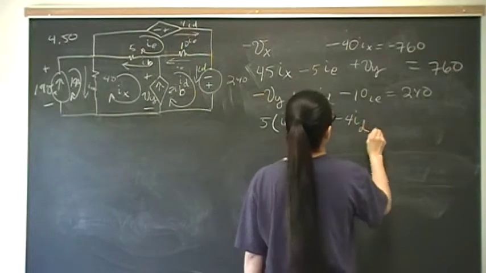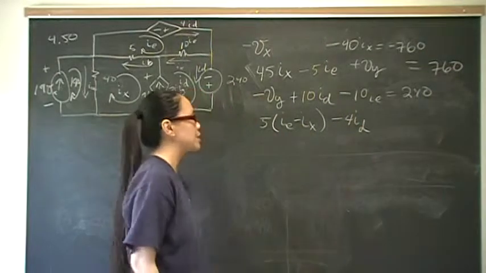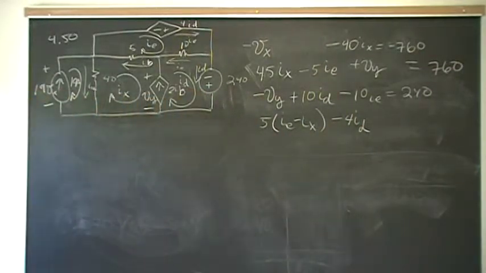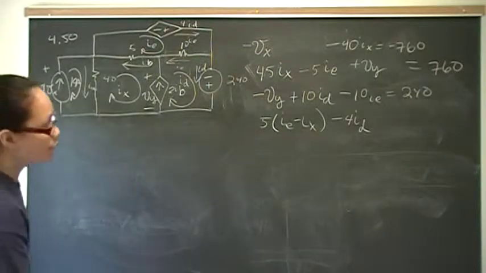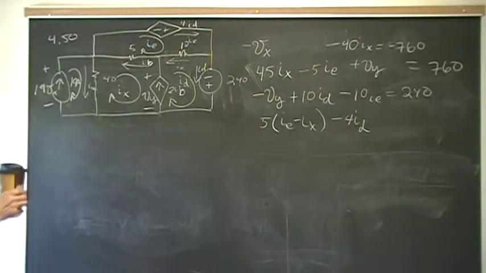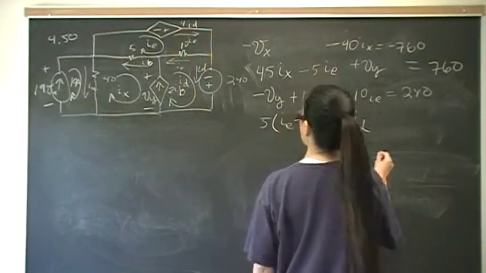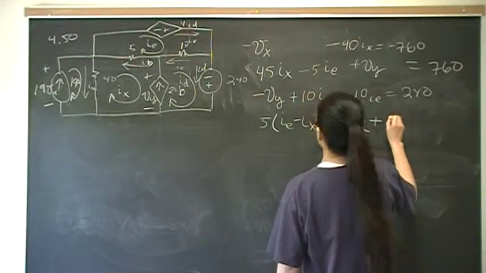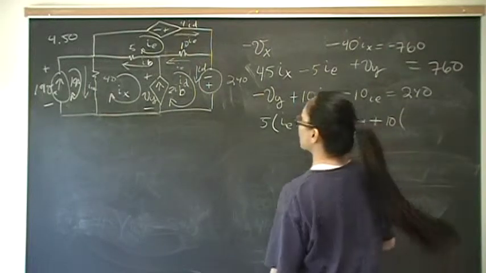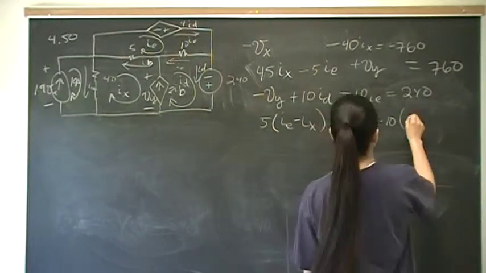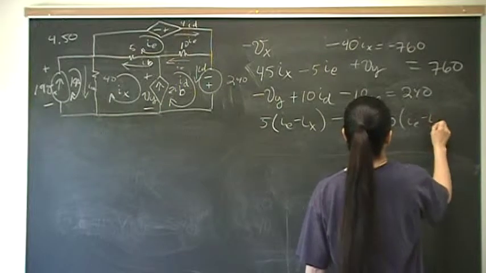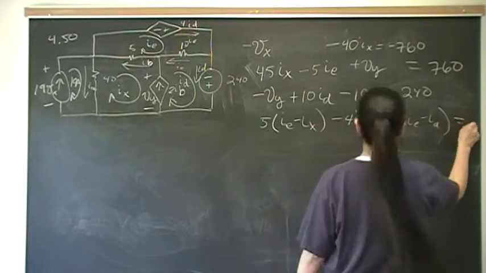It's kind of weird to see a current term that represents a voltage, but that's a place where you can really make mistakes. Always be aware of what you're doing. You're adding voltages, and that's a current controlled dependent voltage source. The next voltage drop is across the 10 ohm resistor. So that's going to be plus 10, that's your resistance. Your current is a net current of IE minus ID. All that is equal to 0.